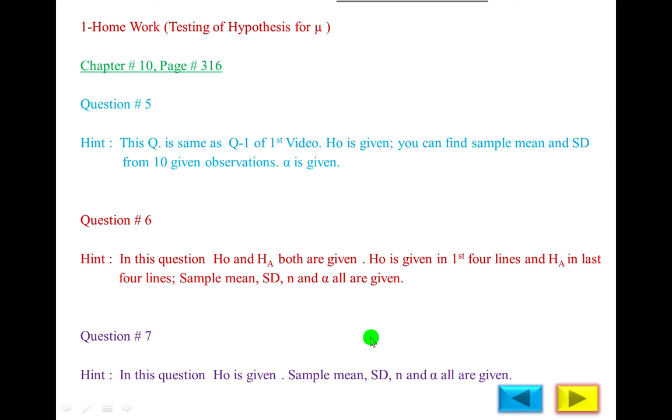Next time we will start the confidence interval for population mean for the same condition, and testing of hypothesis for variance sigma square, or standard deviation sigma.